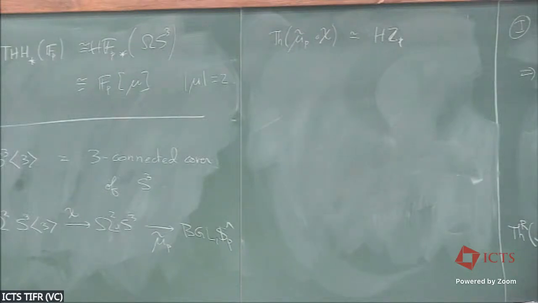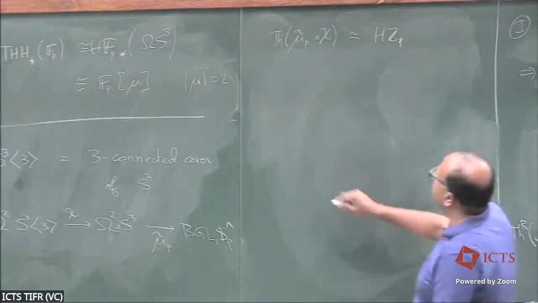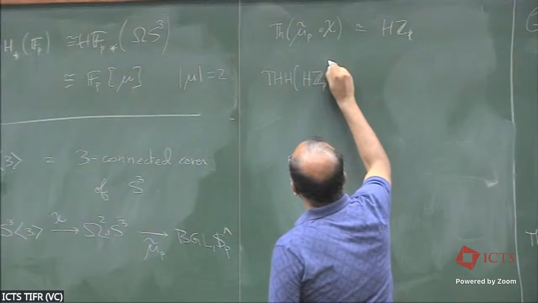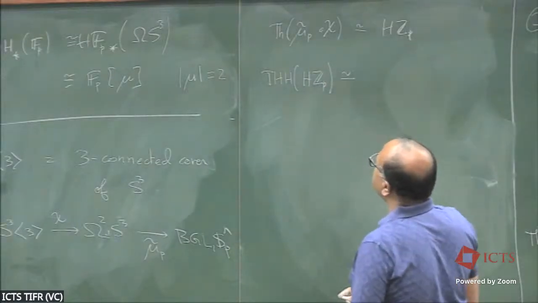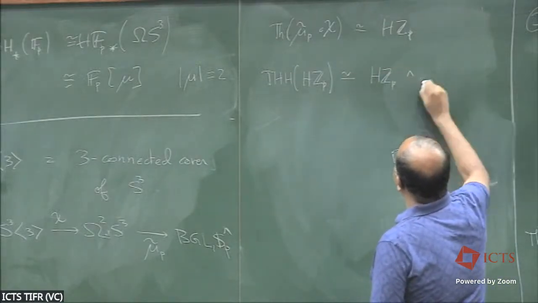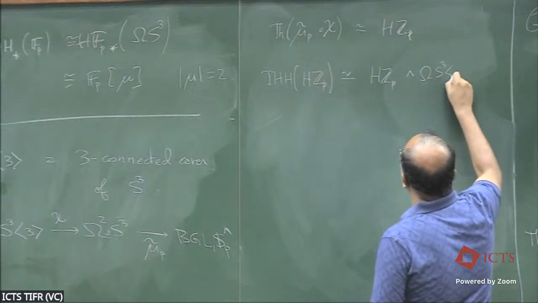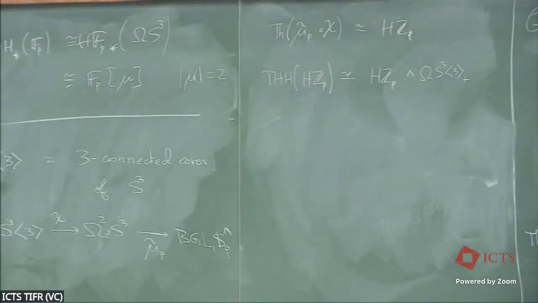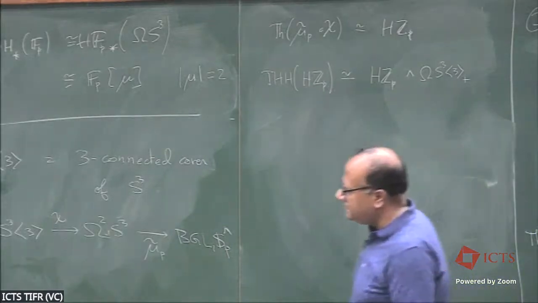And again, the same argument with the double loop maps and everything happens, and you can see that THH of HZP is going to be equivalent to HZP smash omega S3<3> plus. Okay, so you have to see what the homology of this 3 connected cover is, and you get THH of HZP. Now, what about HZ?